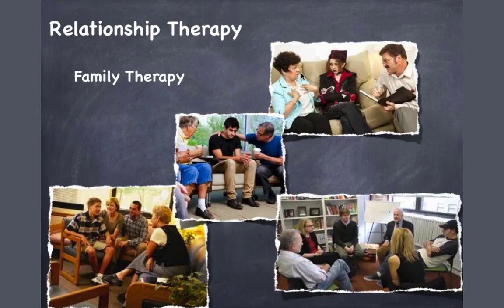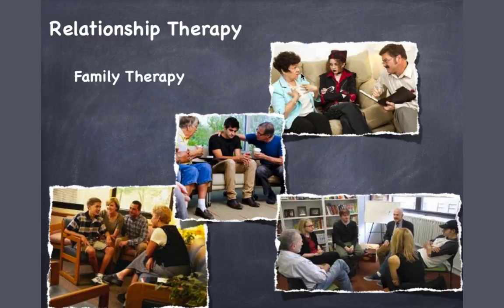Now the third type of relationship therapy that we'll look at is family therapy. This involves the entire family. All people in the family, or in some cases parts of the family, would be a part of this treatment. The goal is to help family members reach agreement on changes that will help heal the family unit.